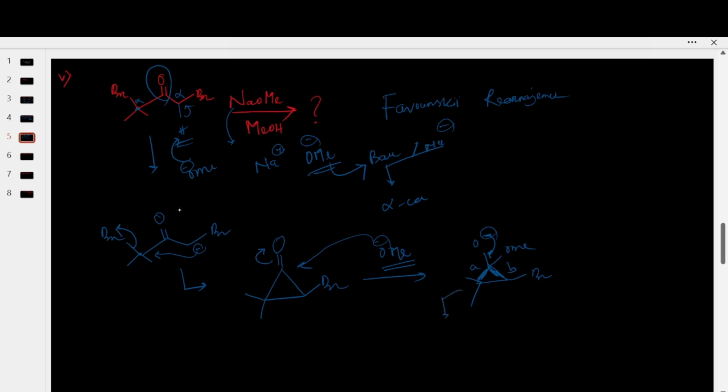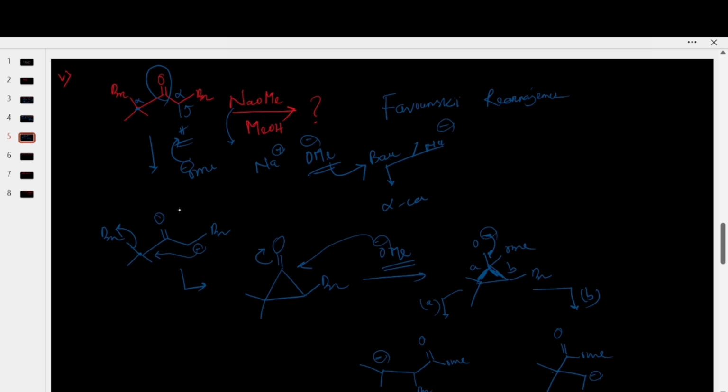So if bond A breaks, then what will happen? There will be a negative charge here, then the carbon here, bromine here, and a carbonyl group here, and OMe. If bond B breaks, then there will be the formation of this type of intermediate. So in Favorskii rearrangement, at the end a carbanion will form.